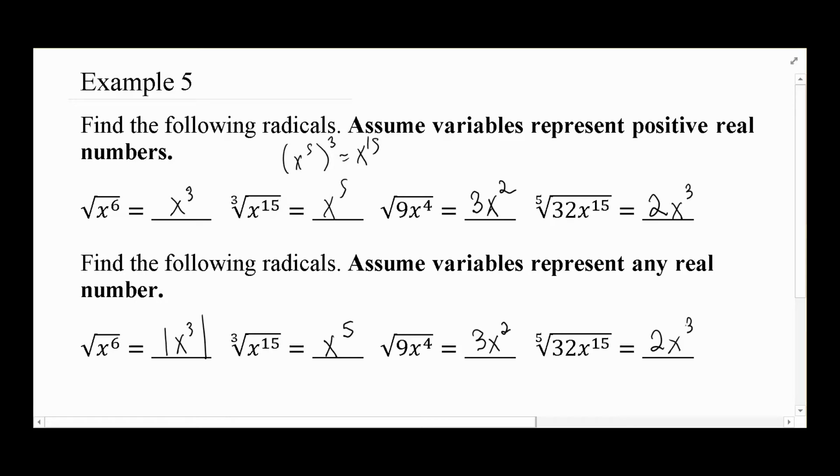So there's some examples, and pay very close attention to the different directions. If we specify that our variables are positive, we'll never need an absolute value because everything's positive already. We don't need to say make it positive. But if our variables could represent any real number, that's when we have to be careful about the absolute values.